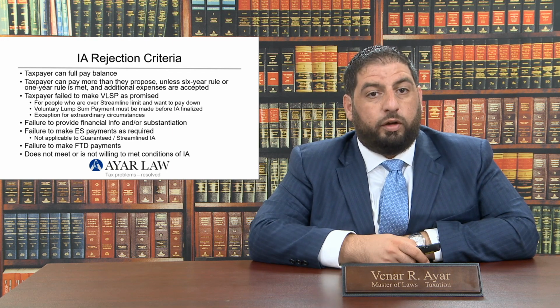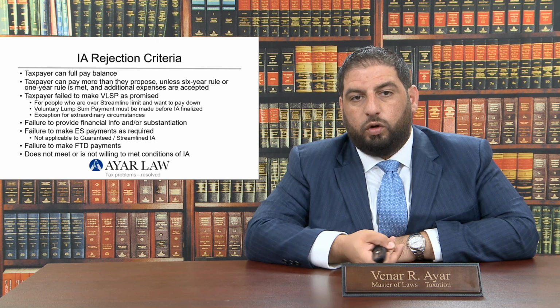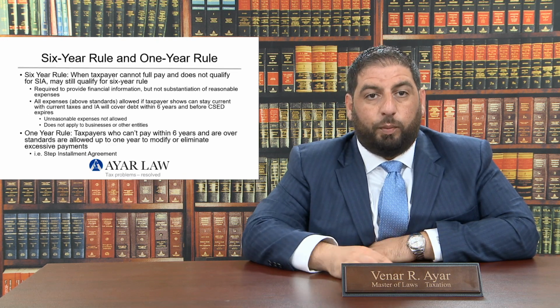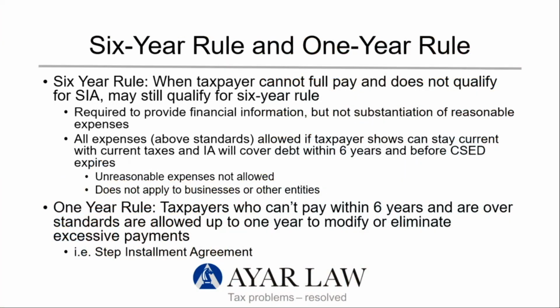They can also reject it if you fail to make your federal tax deposit, payroll tax, or if you do not meet or are unwilling to meet any other conditions of the installment agreement. So we mentioned this just a minute ago. There is something called the 6-year rule, and there's also the 1-year rule. These are important to remember.